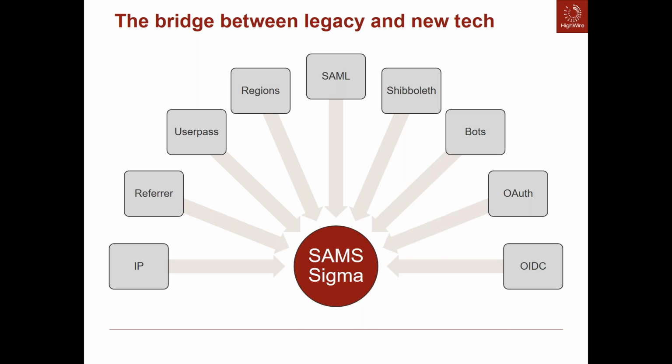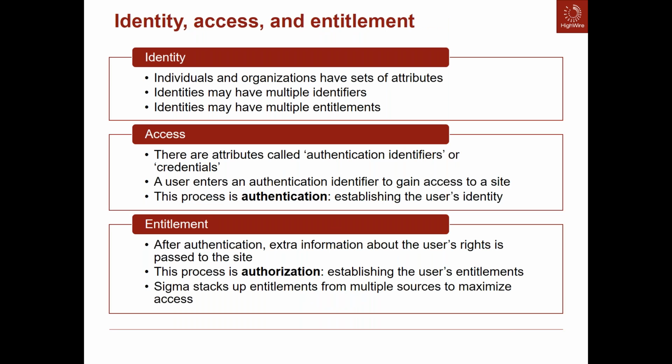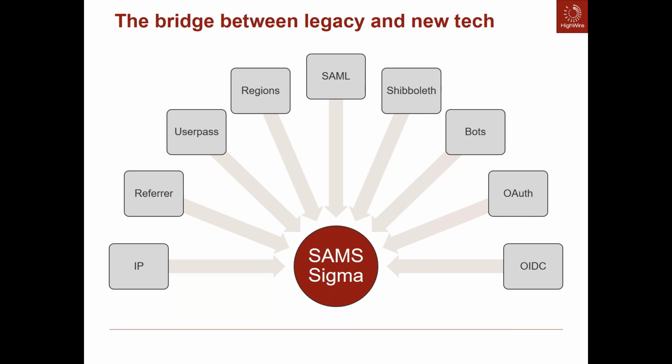To clarify before we go too much further, when we talk about authentication identifiers or credentials, which you will have seen on the access component of this slide, there are many credential types in the world of scholarly publishing. Some of the more traditional ones are IP access. Now, there is a lot of sound and fury about moving away from IP. I'm here to tell you that about 90% of access across most publishers is still IP-based. It's not going anywhere. We need to make sure that we handle it effectively and accurately, and that's something that Sigma is very well equipped to do.